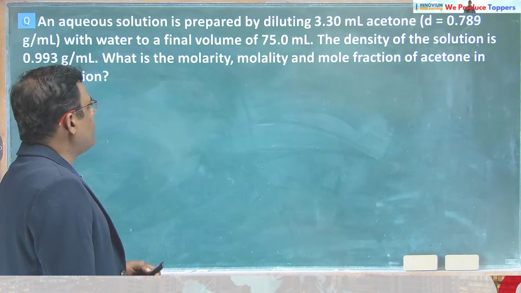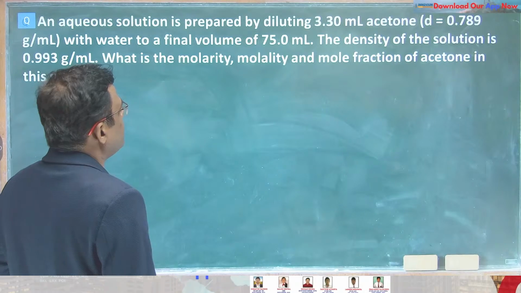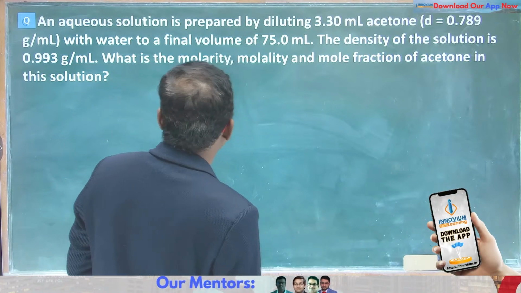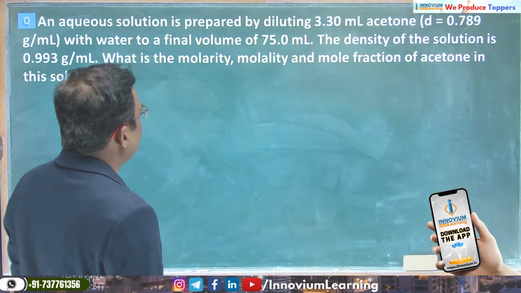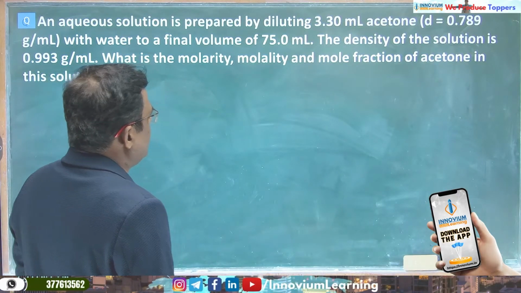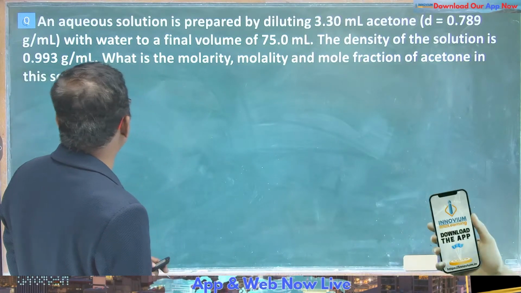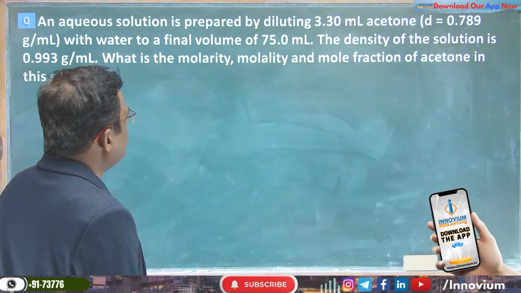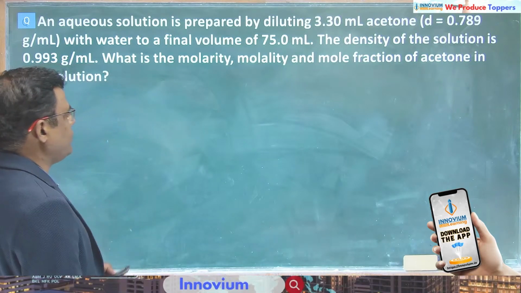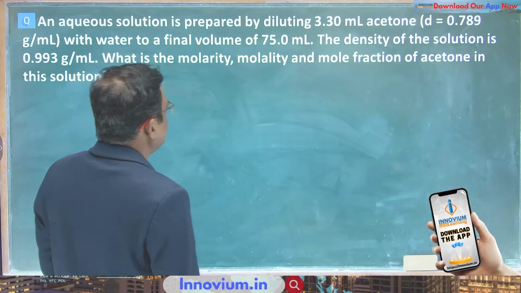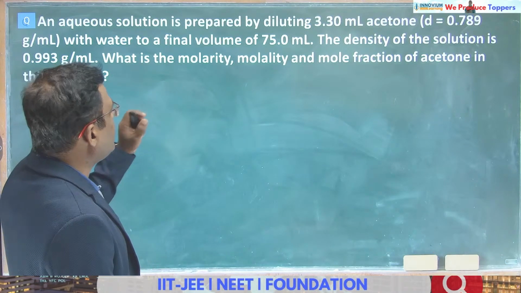See, here it is given: an aqueous solution is prepared by diluting 3.3 ml acetone of density 0.789 gram per ml with water to a final volume of 75 ml. The density of the solution is given as 0.993 gram per ml. What is the molarity, molality and mole fraction of acetone in this solution? This is the question.